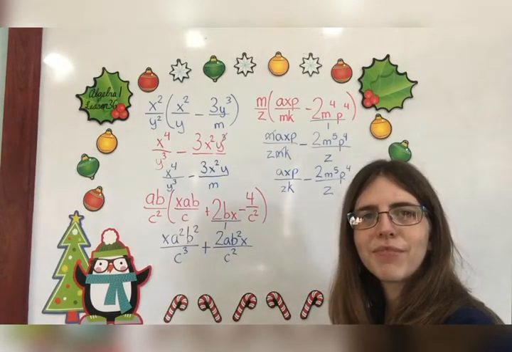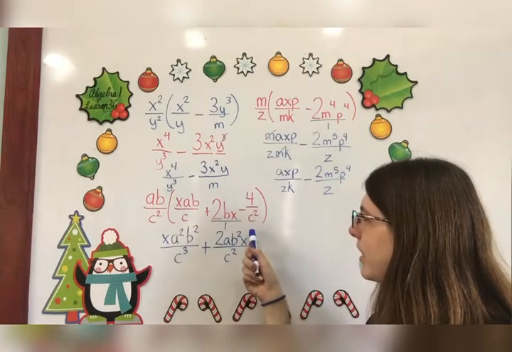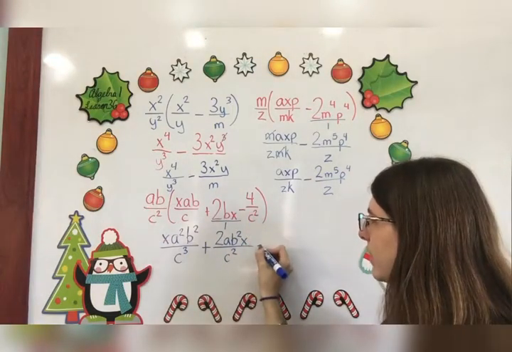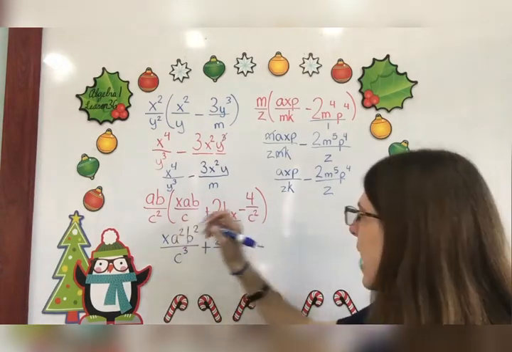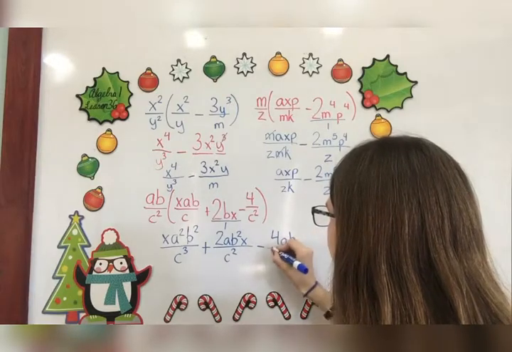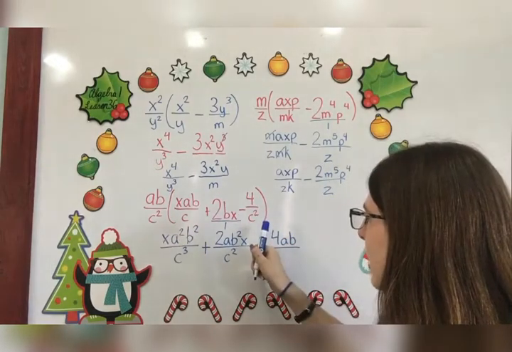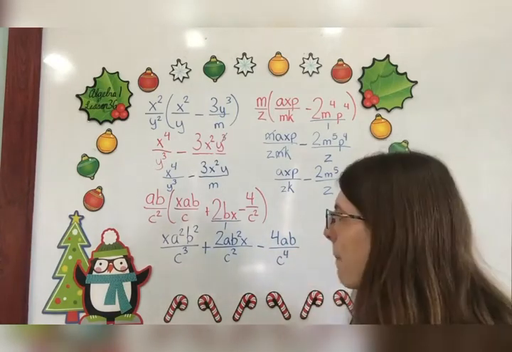All right, on to the next term. Negative 4 over c squared. Negative times a positive is going to give me a negative answer. Okay? 4 times ab just gives me 4ab over c squared times c squared. 2 plus 2 is 4, so c to the 4th power.